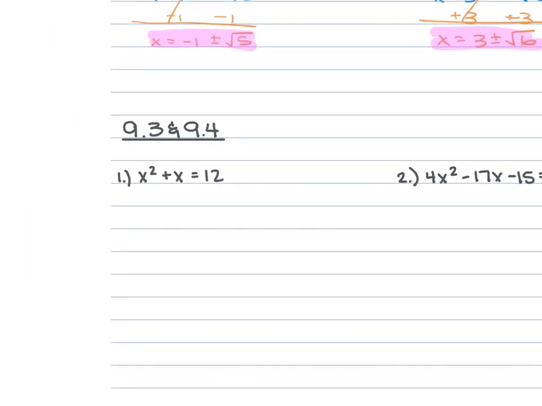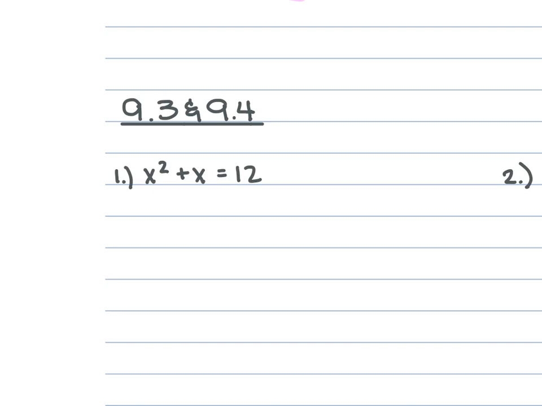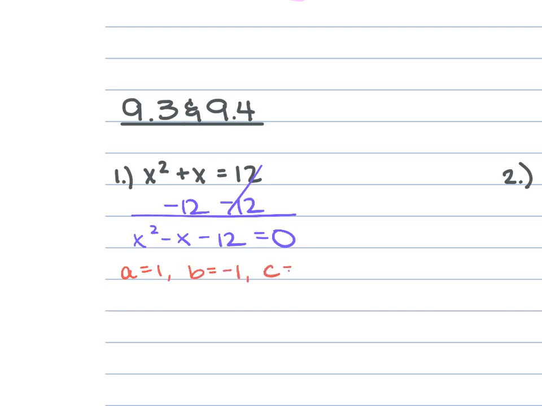For our next part, we are completing these or solving using our quadratic formula. So for number 1, we have x squared plus x is equal to 12. For this one, we are going to move the 12 over by subtracting it from each side. We have x squared minus x minus 12 is equal to 0. So our a is 1, our b is negative 1, and our c is negative 12.